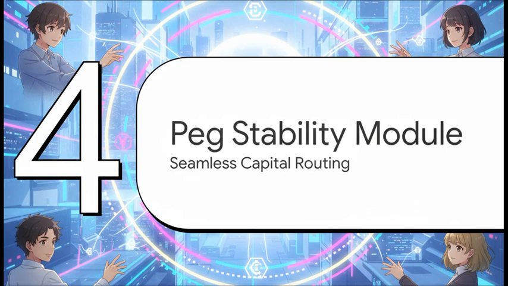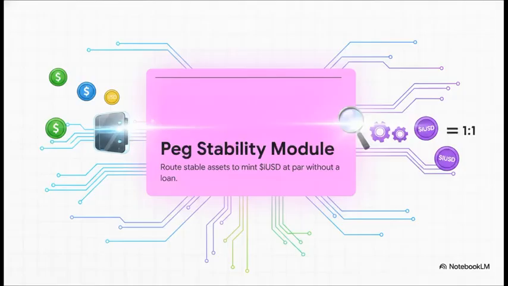Let's look at Section 4, the peg stability module. Let's see how this ties into the underlying tech driving all these transactions. If you're newer to the deeper mechanics of DeFi, let's demystify things for a second. The Peg Stability Module, or PSM, is a mechanism allowing users to route supported stable assets to mint iUSD at par without needing a loan. Let me break that down. Previously, to get iUSD, you had to interact with a collateralized debt position, or CDP. You had to lock up your collateral and take out a loan, while the PSM completely eliminates that need. You can simply route an approved stable asset through the module and mint iUSD exactly at par, literally one-to-one directly. It's a total game changer.